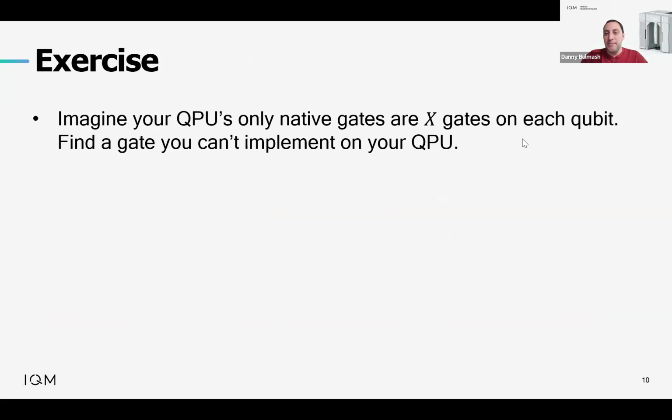So let's imagine that we have a QPU, and this is a very, very simple QPU. It's not an IQM machine. It's a very, very simple one. And the only native gate that it has is an X gate. So I'd like everyone to think for just a moment about whether there's a gate that you can't implement on your QPU if the only thing that the software can send to the QPU is an X gate. Go ahead and put the answer in chat.